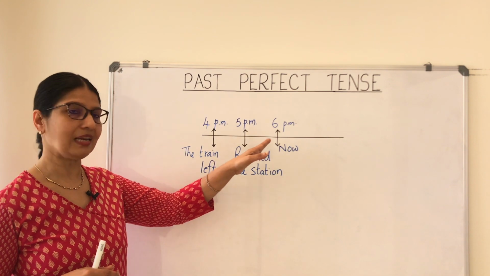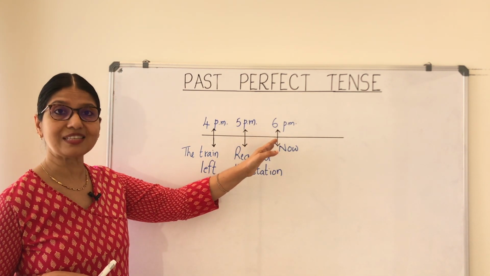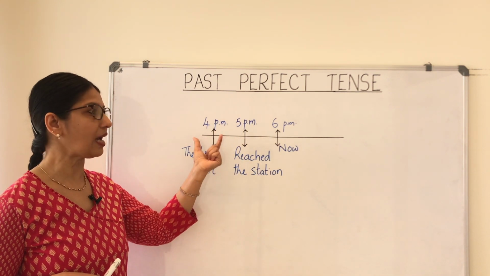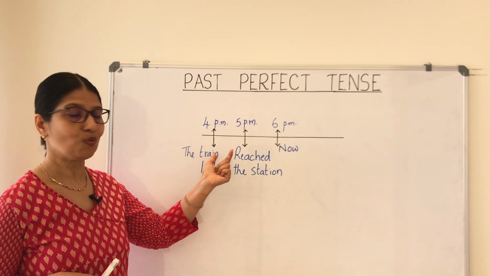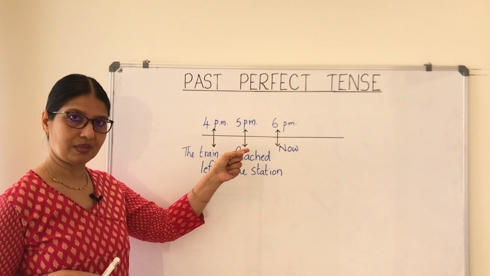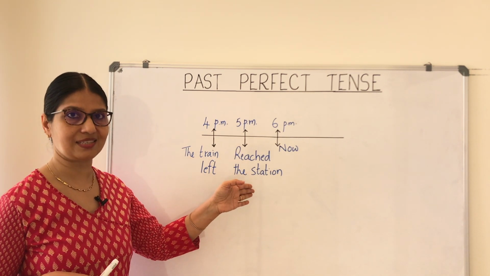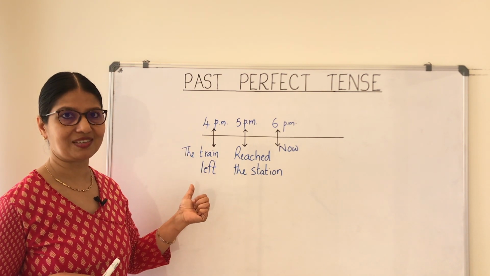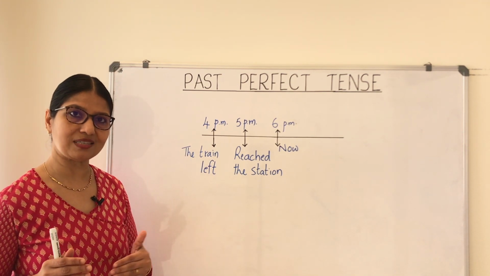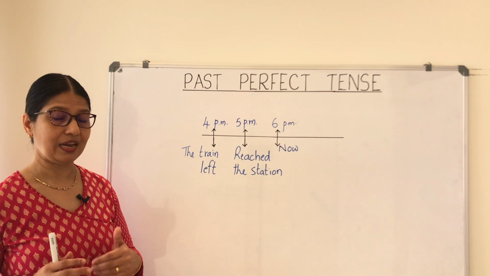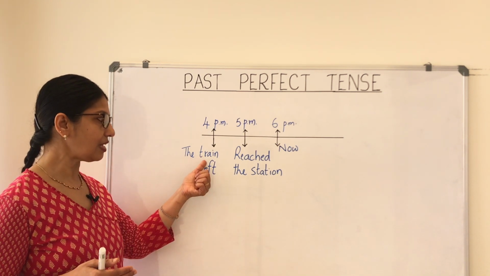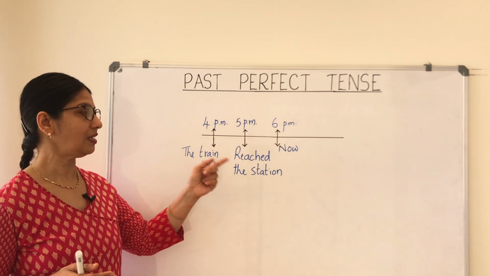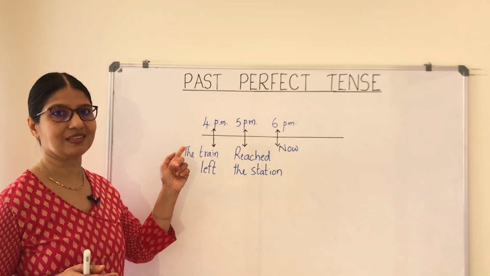So imagine now at present it is 6 p.m. And before now, in the past, there are two actions that took place. One is at 5 p.m. That is, then I reached the station. And before that, at 4 p.m., the train left. So when I talk about these two actions as a part of a sequence, in order to make it clear that this action happened before the second one, I will use the past perfect tense here.